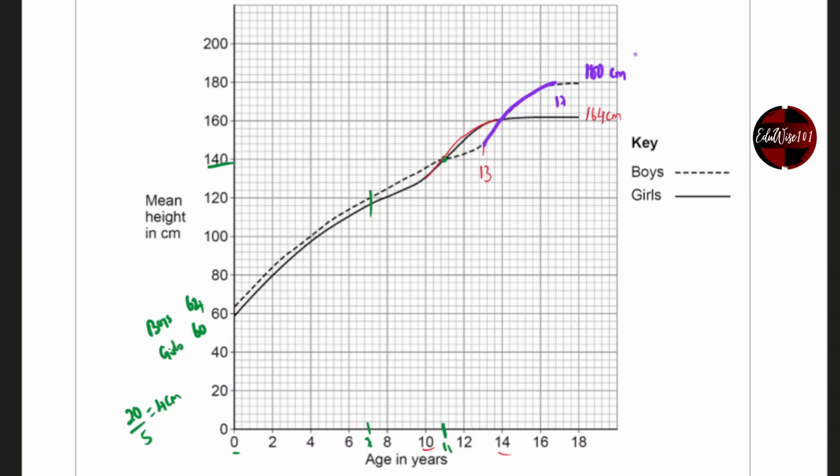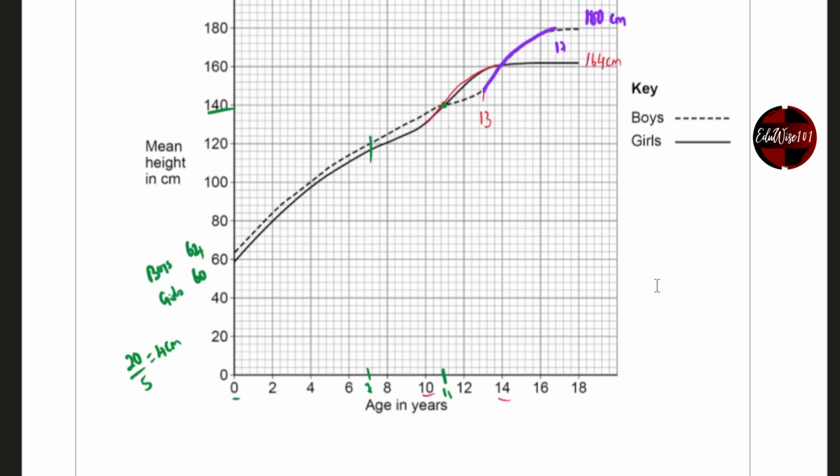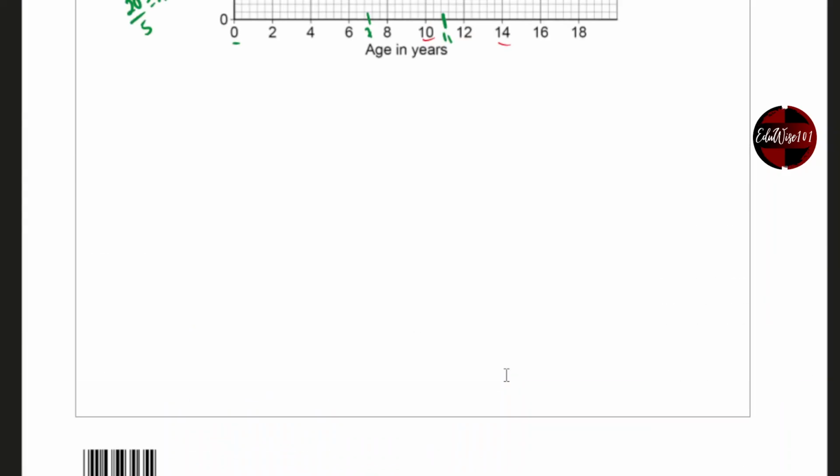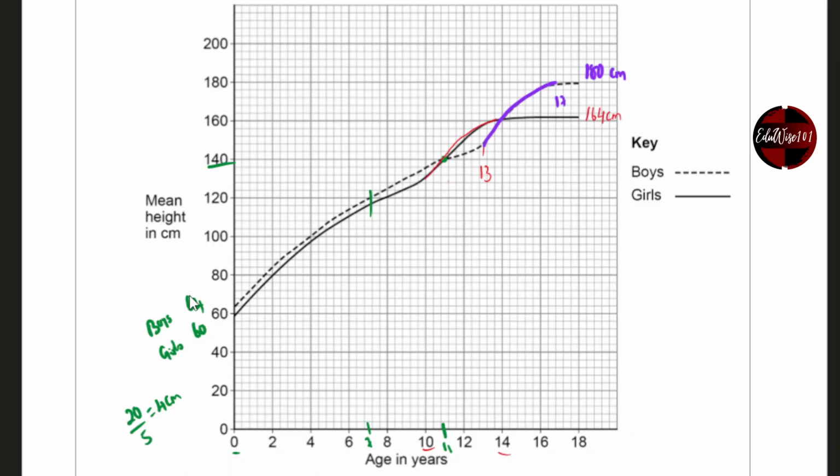Now, what I've just described is probably and definitely the answer to the question that you're about to see. So, compare the growth of boys with the growth of girls. That's your question. Use data from figure 11 in your answer. So, 6 marks. You could literally describe the way I describe it. You could basically start off by when they are born. Boys are slightly taller than girls. By how much? You could say 4 centimeters. And you could say right up to 7 years old, boys are always taller than the girls.